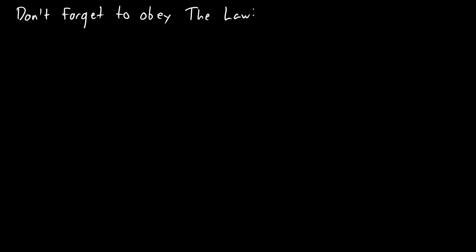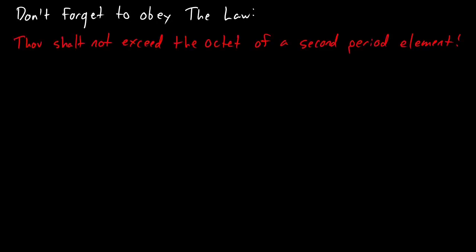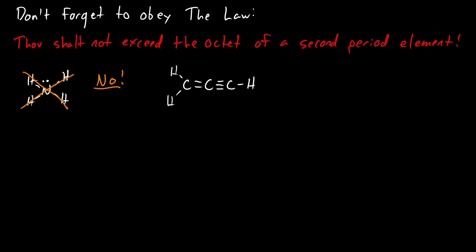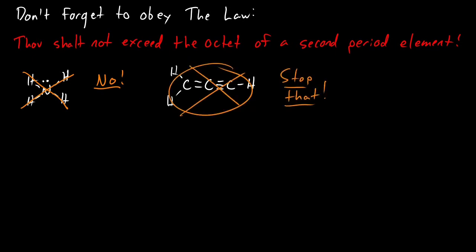Now, when you're drawing Lewis structures, it's very, very important to not forget to obey the law. The law in organic chemistry is thou shalt not exceed the octet of a second period element. So molecules like this, where nitrogen has 10 electrons, are not acceptable. Don't do that. Don't draw a carbon with 5 bonds. No, don't do that. Stop that also. This is the law, and it shall not be violated. You can never exceed the octet of a second period element.